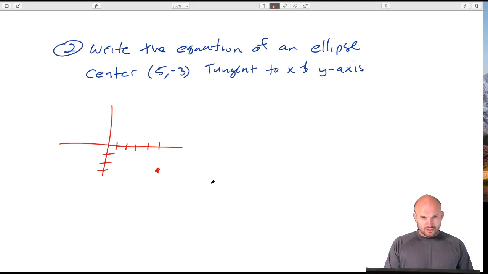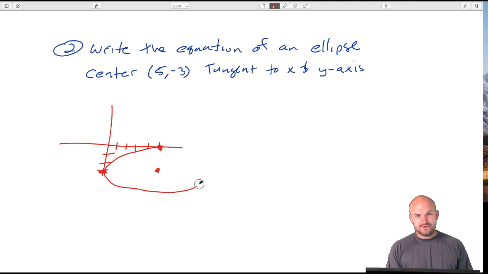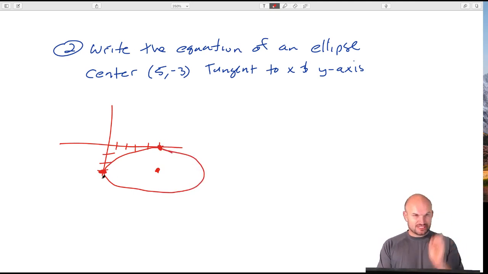Now remember, let's see here. We have the two coordinates of the center, which remember those as well. If it's going to be tangent, that means there has to be a point here and a point there, right? Because if you were to draw a makeshift ellipse here, right? If the x and the y-axis are tangent, that just means they're going to touch at that one exact point. They can't cross the x and y-axis, so they have to just touch at those two values.